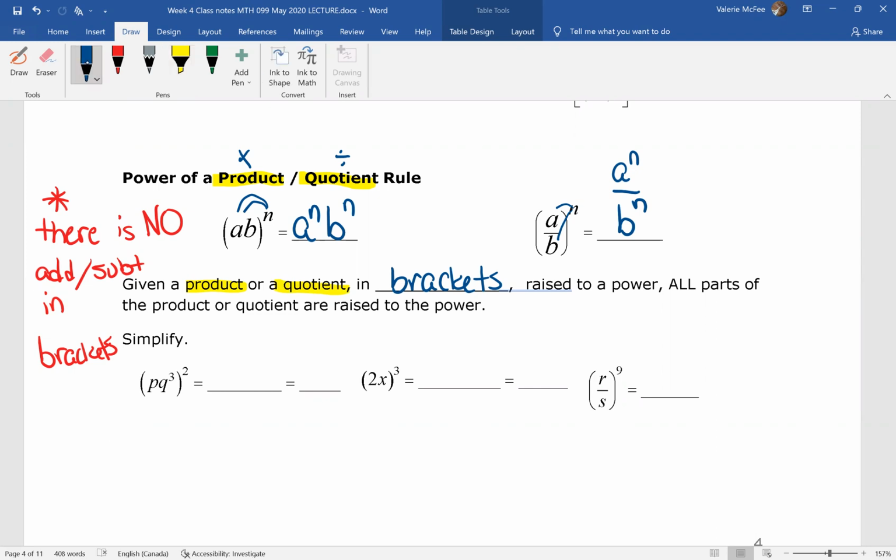Let's look at these examples. In the first one, we have p squared and we have q cubed being squared. What's our rule? We have to multiply the exponents. This becomes p squared q to the power of 6. Try the next one.